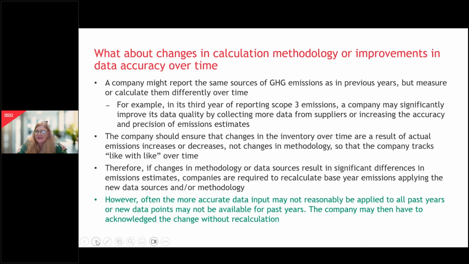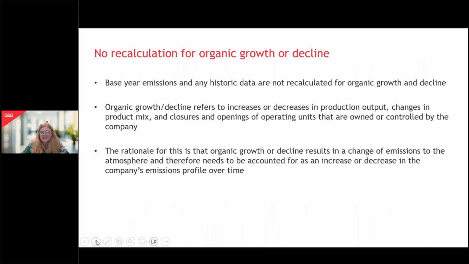What if there's changes in calculation methodology, improvements in data accuracy? So I touched on this earlier. Often you've got more accurate data, and you've got new data points, and those data points and more accurate data was not available in the past. In that case, you will disclose that we didn't have the data in the past. We still want to use the more accurate data, but we clearly disclose that we've not updated and recalculated our baseline for whatever reason. So disclosure in order to achieve transparency.